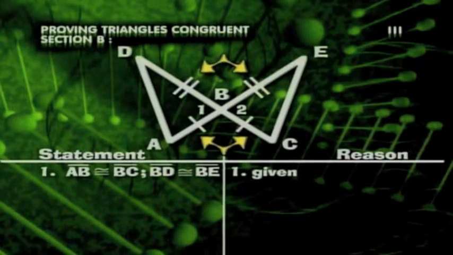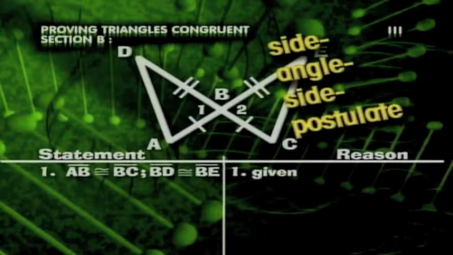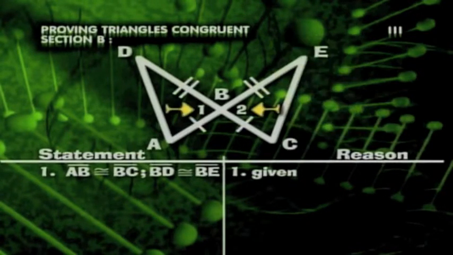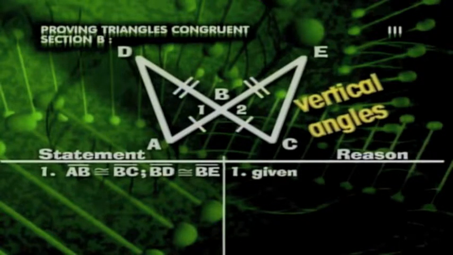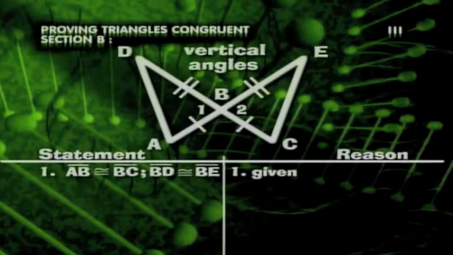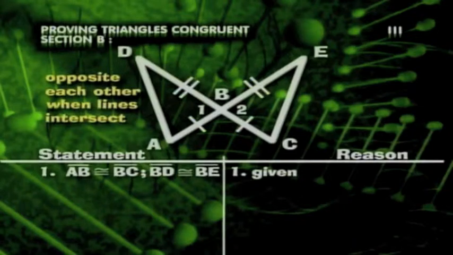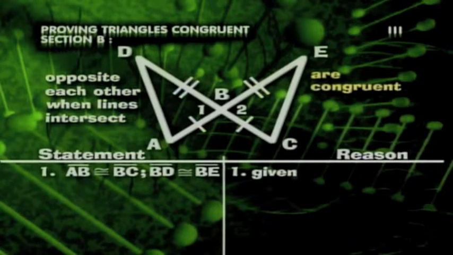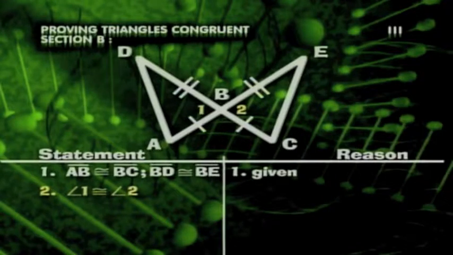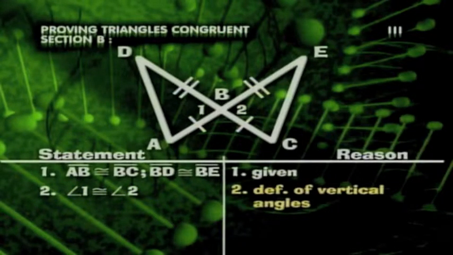Segment AB is congruent to segment BC, and segment BD is congruent to segment BE. So, we have been given 2 pairs of sides. To use the side angle side postulate, all we need to prove is that the angles between the sides, angle 1 and angle 2, are congruent. And we notice that angle 1 and angle 2 are vertical angles. Remember the definition of vertical angles? Vertical angles occur opposite each other when 2 lines intersect. And vertical angles are congruent. So, we can state that angle 1 is congruent to angle 2 because of the definition of vertical angles.